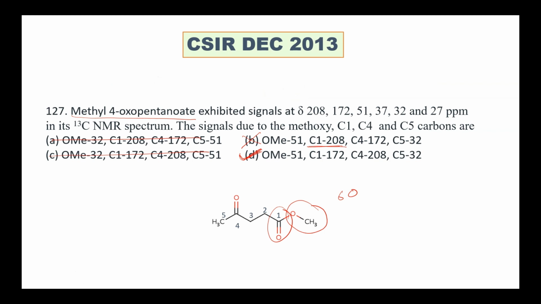Now let us check. So OMe is 51, correct. C1 is 172. C4 is the ketone carbon, which is 208. And you have C5, which is the alkyl carbon, which is 32. So answer is option D.